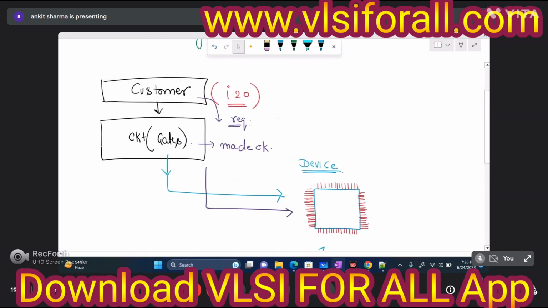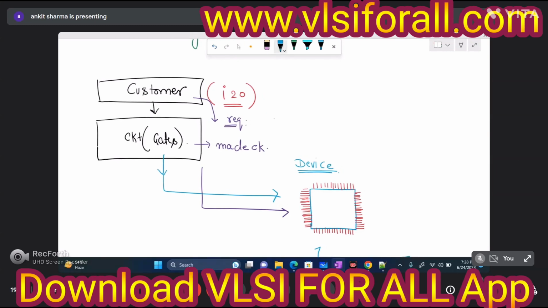Now we come to that example, which is a processor. Let us suppose one customer came to you and is asking for an i20 processor. So what will you do? Similarly, you will first make a circuit, and now you will not send this device directly. You need to add one more block in between, and that is nothing but a verification, and then you need to send this.